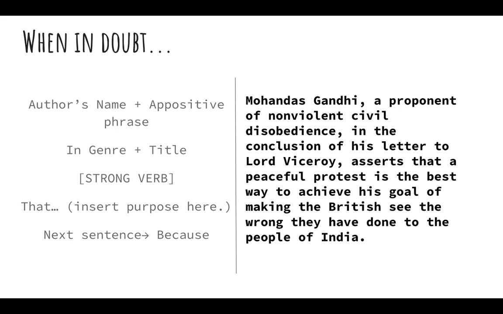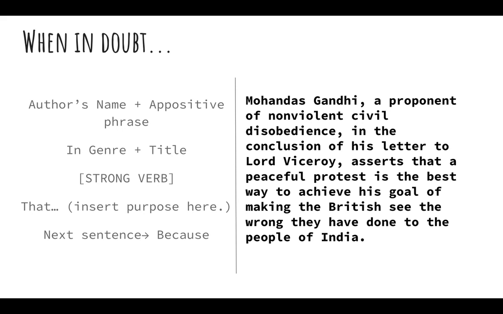Then we're going to use a strong verb, right? The strong verb I used was asserts. And here's the clause that says what the author's purpose is. Asserts that a peaceful protest is the best way to achieve his goal of making the British see the wrong they have done to the people of India. Now, that is a big chunk of a thesis statement right there.